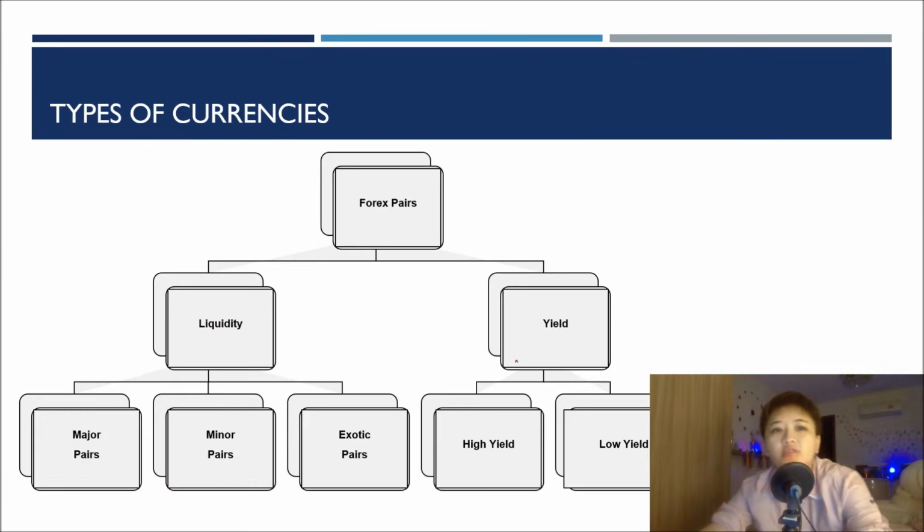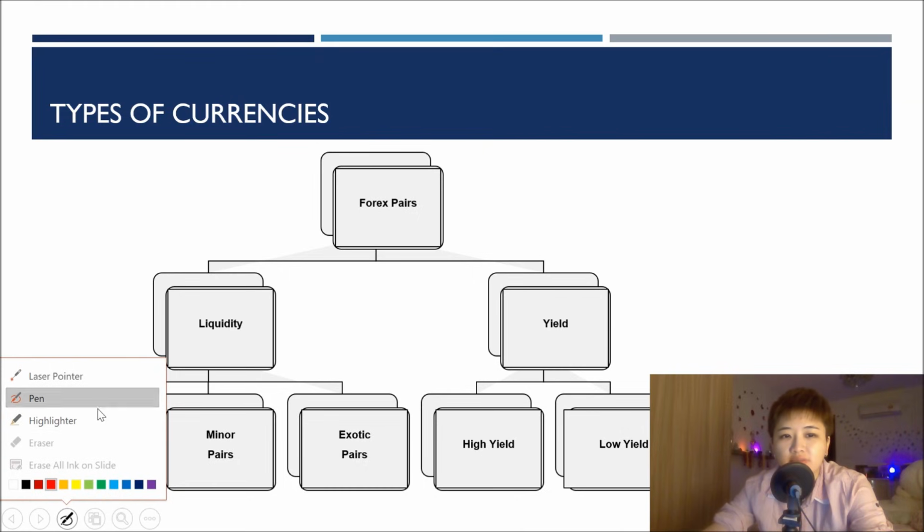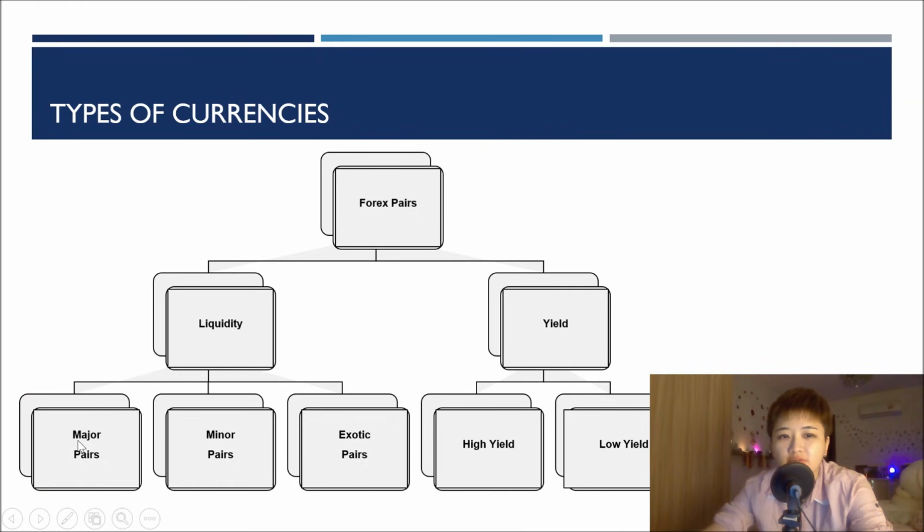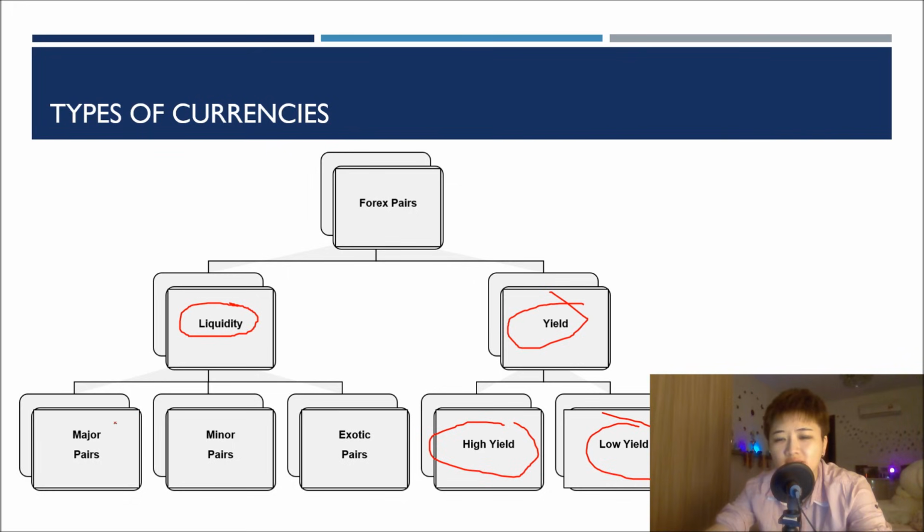As a currency trader, you've got to know your types. Just like when you pick a husband or wife, you've got to pick your types, if I'm making sense. Now, currencies can be classified in many ways, but I'm just going to talk about two ways right now. If you classify based on liquidity, then you have major pairs, minor pairs, and exotic pairs. If you classify based on yield, you have high yield currencies and low yield currencies. I've done some videos on high yield and low yield, so if you want to check it out, you can.